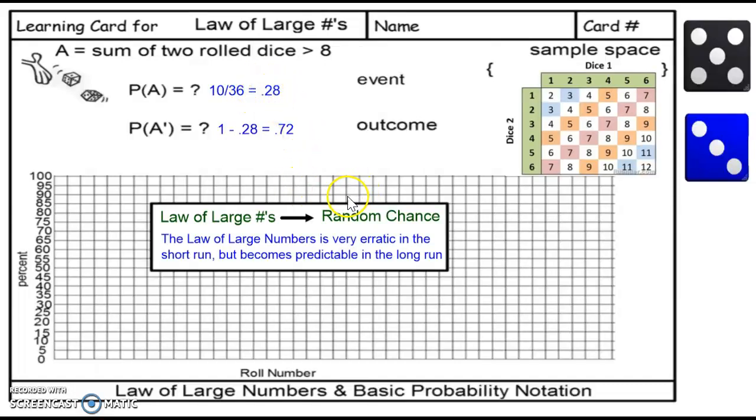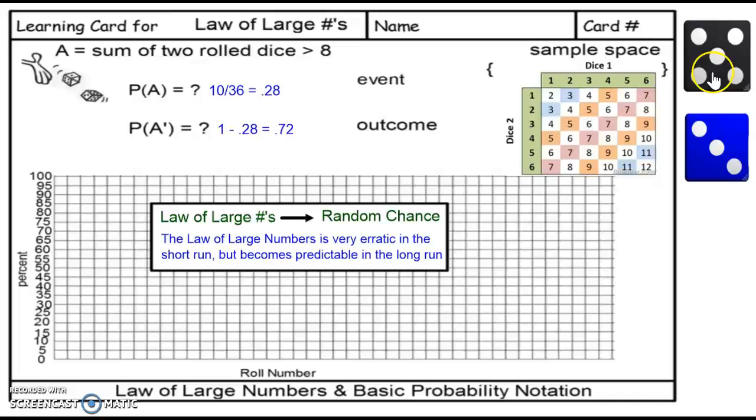But what about the law of large numbers? What about the experimental probability? Well, I have two dice over here, and I'm going to roll both dice, and I am going to keep track along the bottom with my roll numbers. I am going to look at the probability that I roll a sum that is greater than 8 based off of this experiment. So follow along with me. Now, if you do this with your own dice, you'll have a little bit different probability as you go, but let's take a look and see what happens.